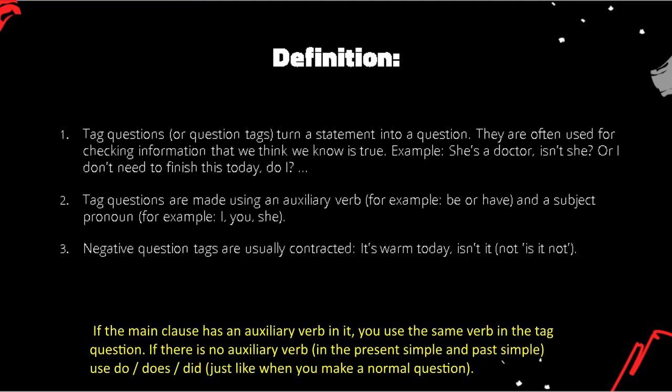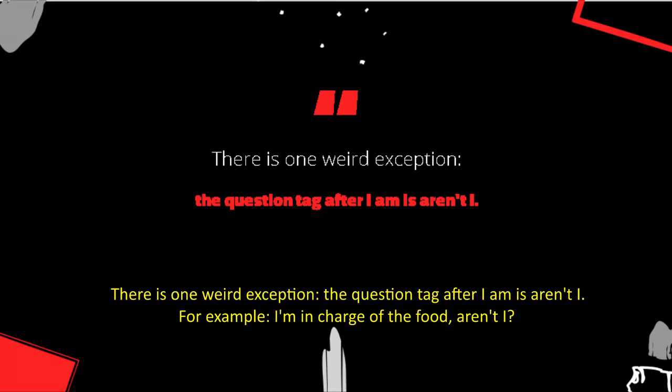If the main clause has an auxiliary verb in it, you use the same verb in the tag question. If there is no auxiliary verb in the present simple and past simple, use do, does, did, just like when you make a normal question.